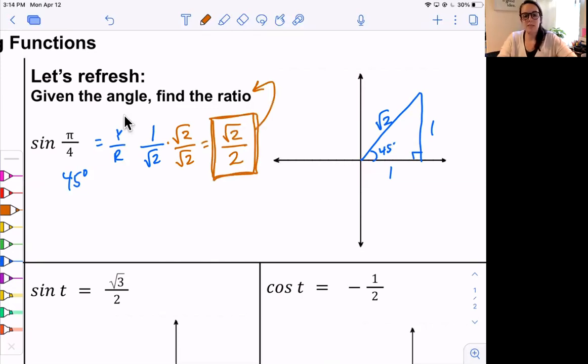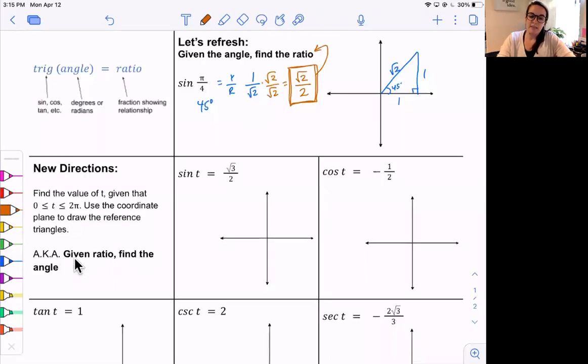In this case, they gave us the trig function and the angle, and we had to find the ratio. For our new direction, to find the inverse, the opposite of that, they're going to give us the ratio, what it's equal to, and then we're going to find the angle. That's why the variable is next to sine. So the new directions look like this: find the value of t, the angle, given that t is between 0 and 2 pi, so 0 is less than t is less than 2 pi.